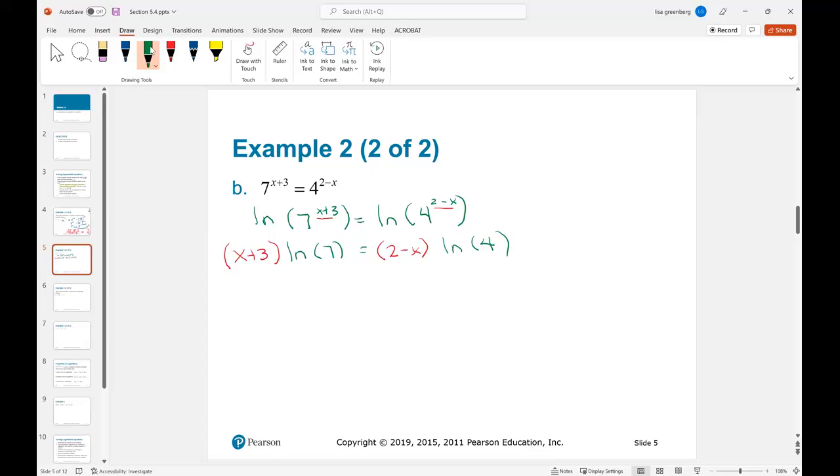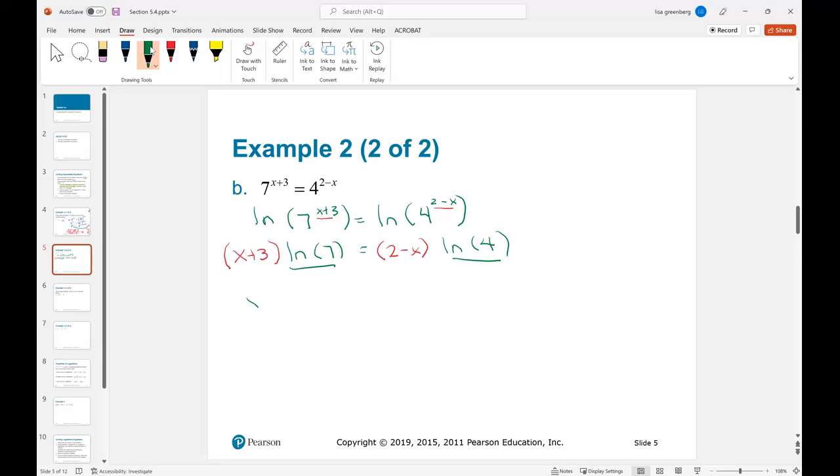So if I want to solve for x, pretend it is 7. The first thing I would have to do is distribute, right? Because this and this are both values. Okay, hopefully that makes sense. So the first thing I'm going to do is distribute.